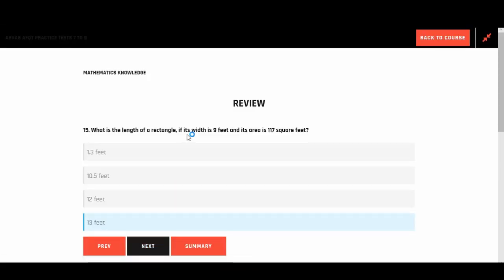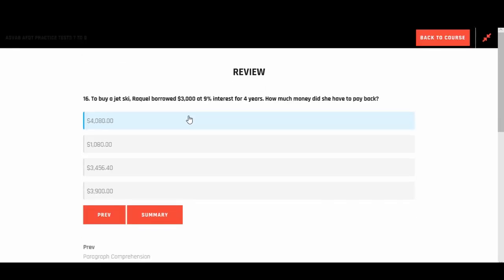Okay, let's keep going. 16 says, to buy a jet ski, Raquel borrowed $3,000 at 9% interest for 4 years. How much money did she have to pay back? So this is a problem regarding simple interest. You need to know that simple interest is I equals PRT, where I stands for the amount of interest accrued, P stands for the principal, or the original amount borrowed, R stands for the interest rate, and it's always a decimal, and T stands for time. So we have all those variables.